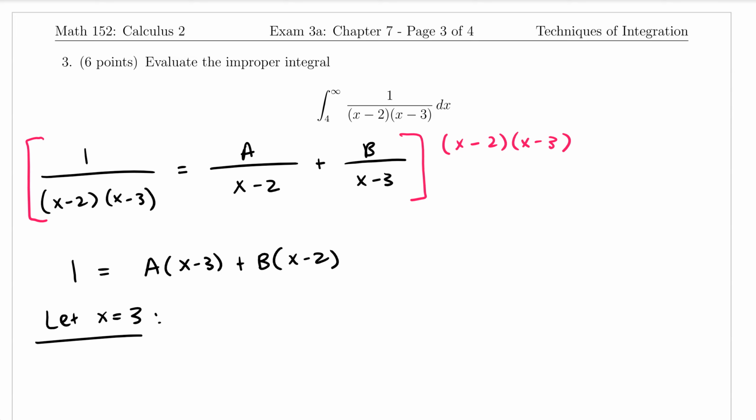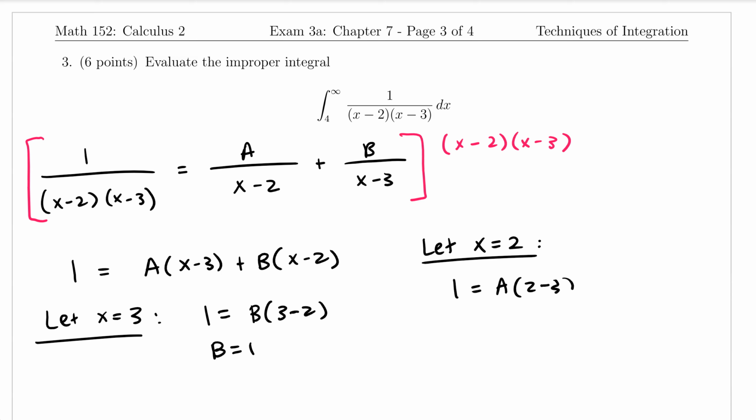And then if we do that, we get 1 equals b times 3 minus 2. The a value is going to cancel. And so out of this, we get b is equal to 1. And then I'm also going to let x equal positive 2. If we do that, we get 1 equals a times 2 minus 3. And then the b value will disappear. And so this is going to end up producing that a is equal to -1.